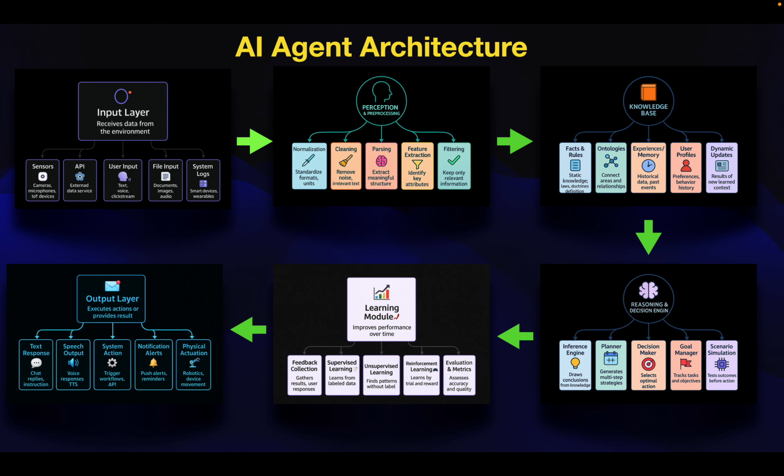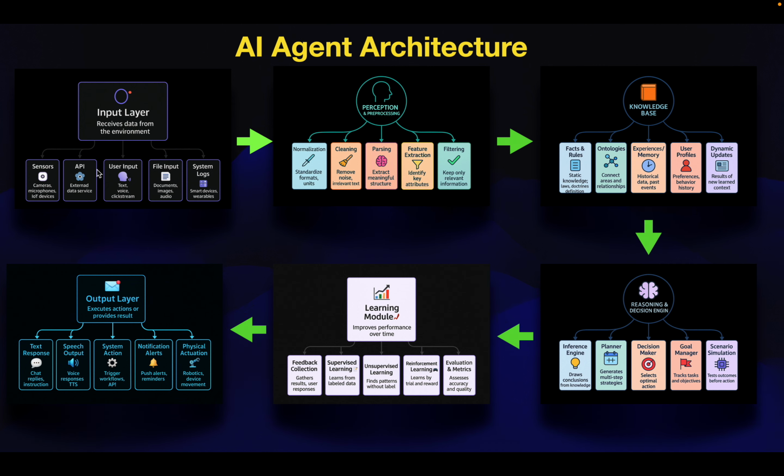So let's take a detailed walkthrough of the complete architecture of an AI agent, layer by layer. This diagram maps out every major stage, from input to action to learning and adaptation. Let's start from the top left and go step by step. The first is the input layer. This is how the agent senses its environment.